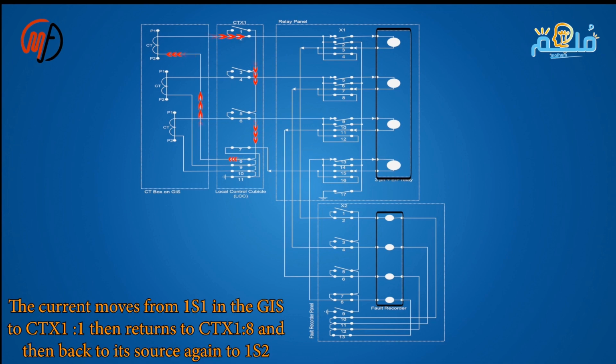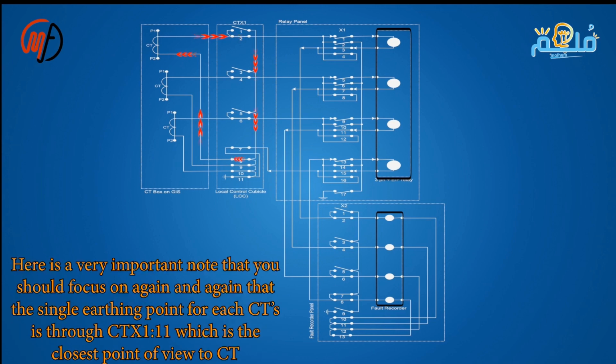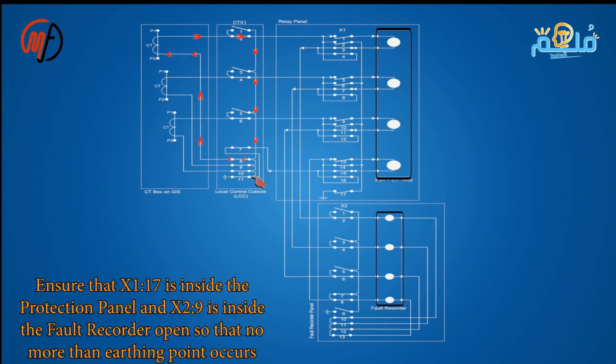A crucial note that must be emphasized repeatedly: the single earthing point for all CTs is through CTX1 terminal 11. It's the closest earthing point for the CT, and it's important to emphasize that X117 inside the protection panel and X29 inside the fault recorder should remain open to avoid having more than one earthing point.